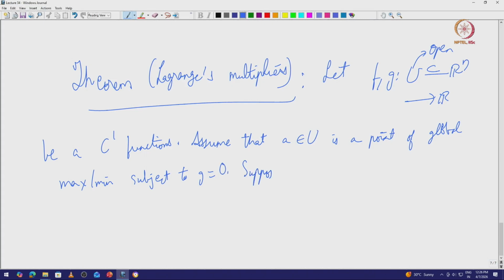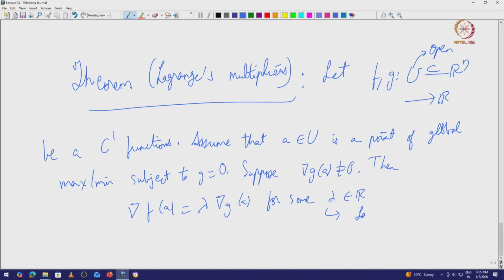Suppose at this point the gradient of the constraint is not 0, then nabla f at this point is lambda times nabla g for some lambda in R. This lambda is given a name, it's called a Lagrange multiplier. Okay, so what is this saying?